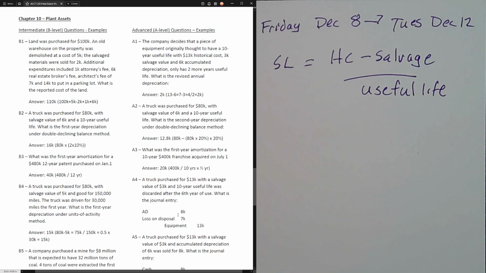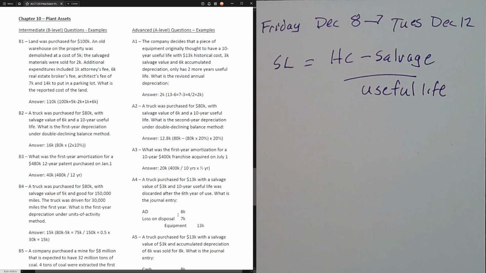So here we've got a number of things, an old warehouse. Obviously the 100,000 is part of it. The warehouse demolition is also plus 5,000, but we received 2,000 for the salvage materials, so the 5 minus 2 is what we actually get from the demolishing. Additional expenditures include $1,000 for the attorney's fee, apparently for the land sale, so that would be an additional cost. The 6,000 for the real estate broker's fee, yes, so all of those fees up to that point we're adding in. Now notice we have two others that we do not add in. The architect's fee might be something that we capitalize, but we would capitalize it to the building asset.